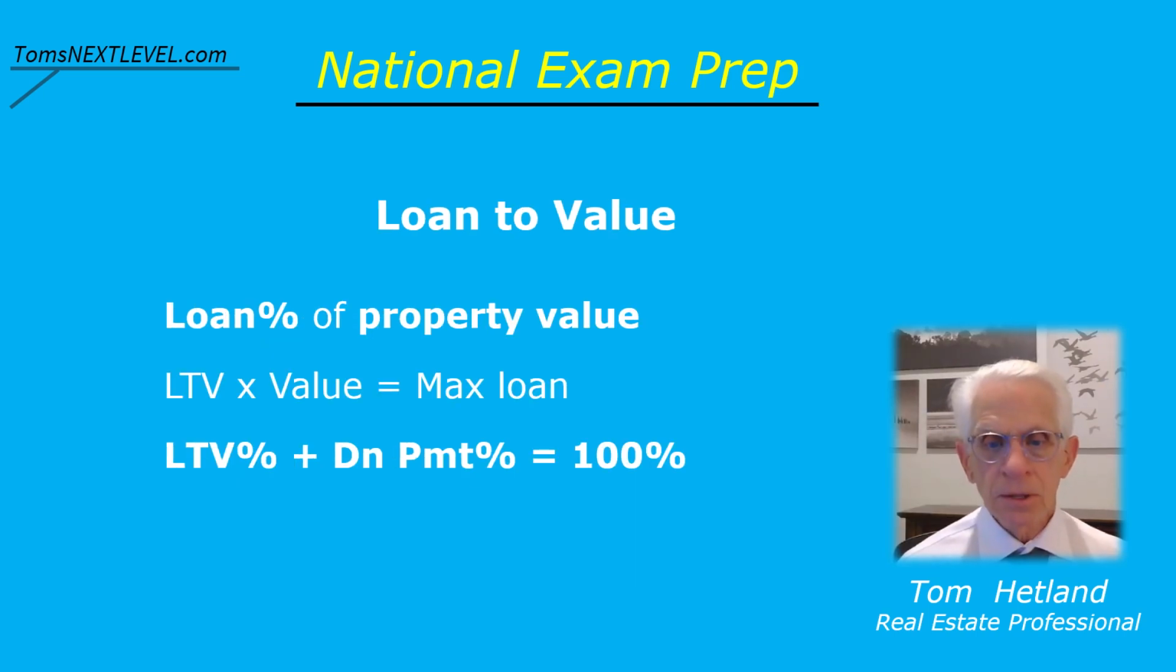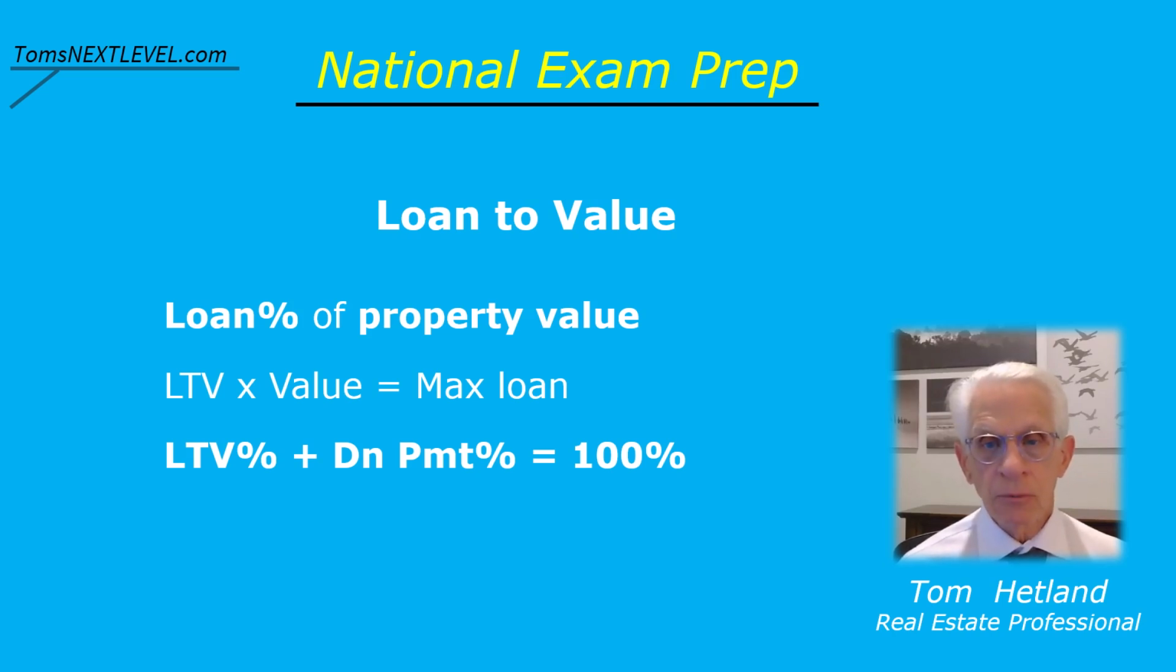Our next testable term is loan to value. That expresses the loan percentage compared to the value of the property. If somebody wants to buy a house for $100,000 and borrow an 80% loan to value loan, how much are they going to borrow? They're going to borrow 80% of the property purchase price, 80% of the $100,000, or $80,000. So the loan to value percentage times the value of the house is going to equal the most the lender will loan. 80% loan to value is the max in our case.